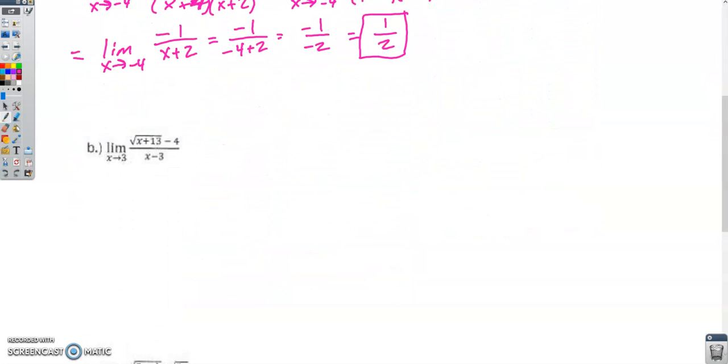The limit as x goes to 3 of the square root of x plus 13 minus 4, all over x minus 3.